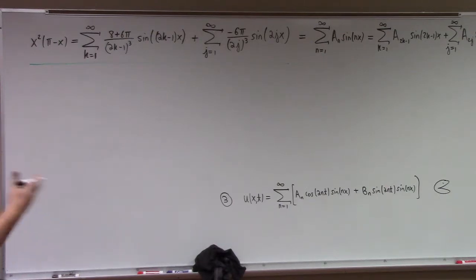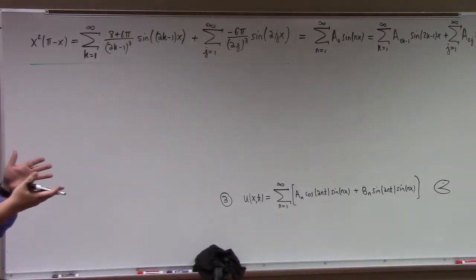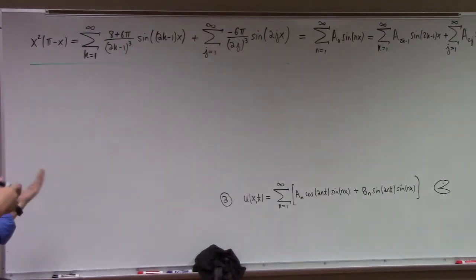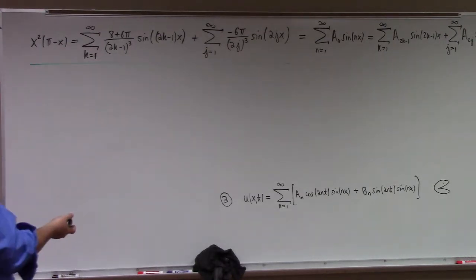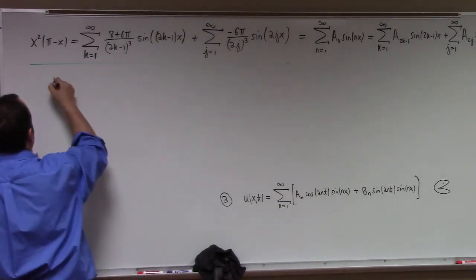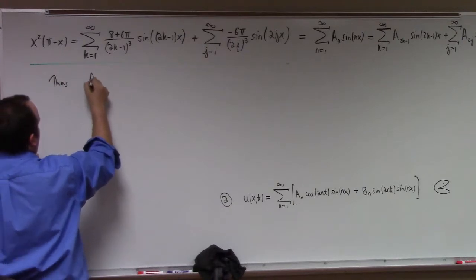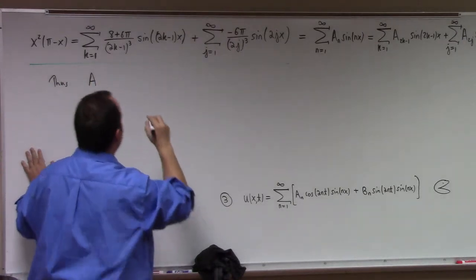I'm going to match coefficients of matching sines. I've either got evens or odds. You've got to match the evens to the evens, and the odds to the odds. And so what's this tell me? A sub 2k minus 1 is what?